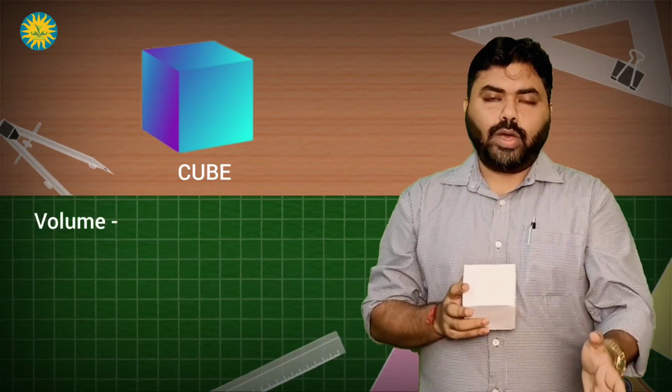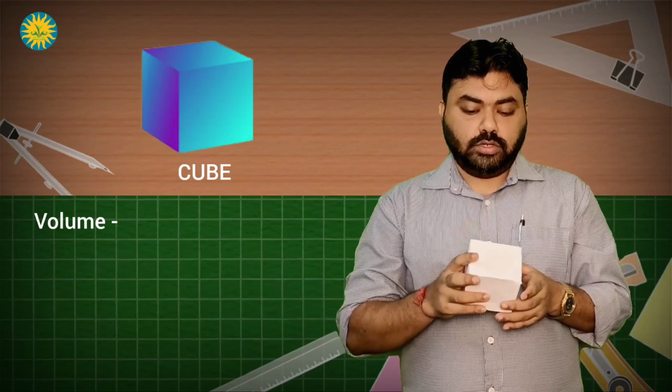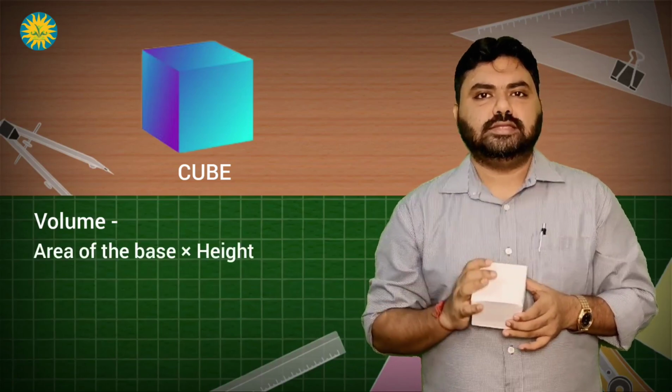Now, there comes the volume. While explaining the volume of a cuboid, we have told that the volume means the area of the base into height.